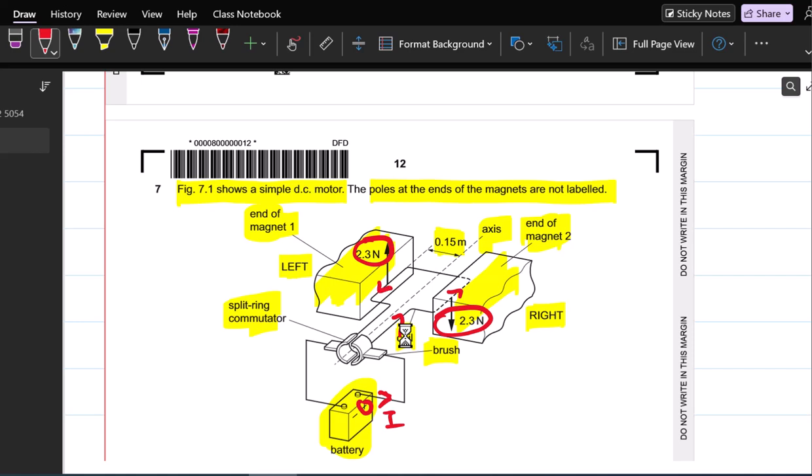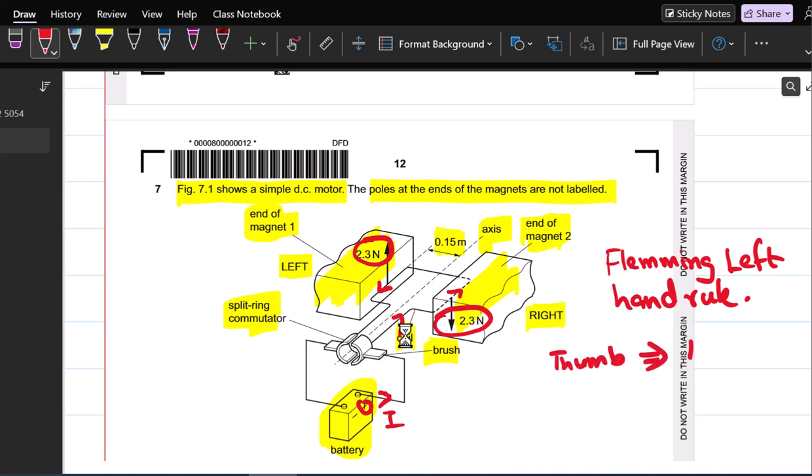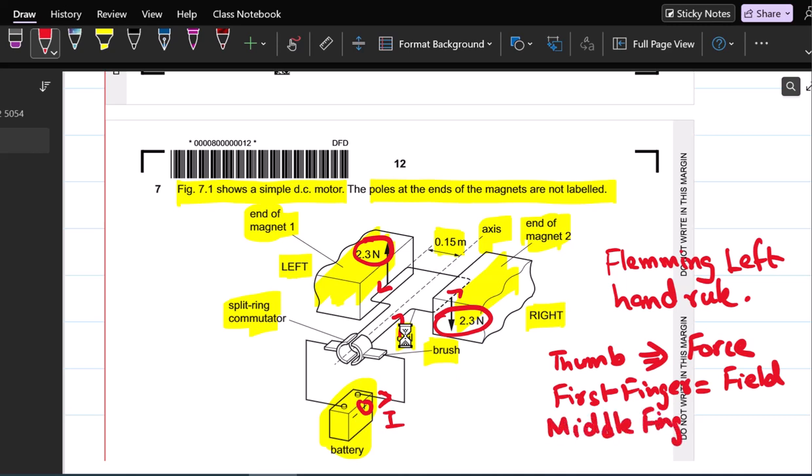Fleming's left hand rule, we have to use the rule here. Recall that. Fleming's left hand rule, what it says, that thumb will point force and first finger will represent field, magnetic field, and middle finger, or you can say second finger, will represent current.